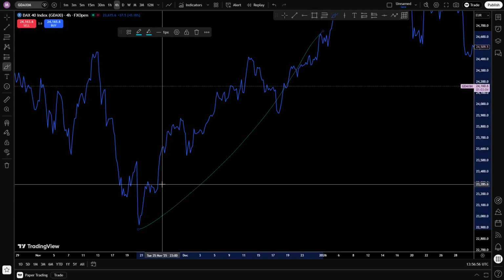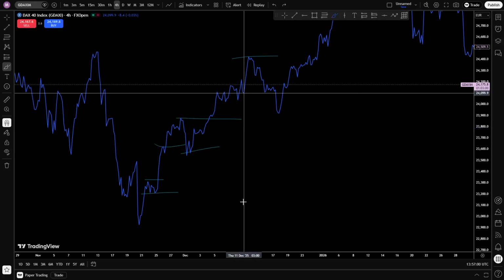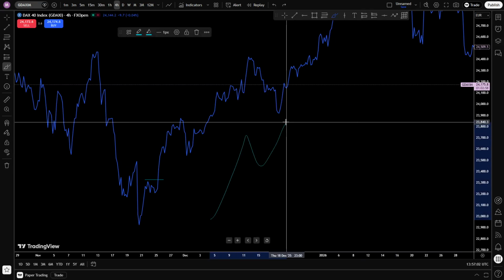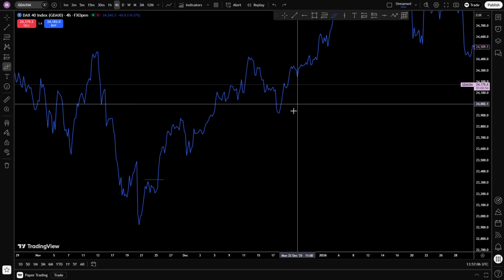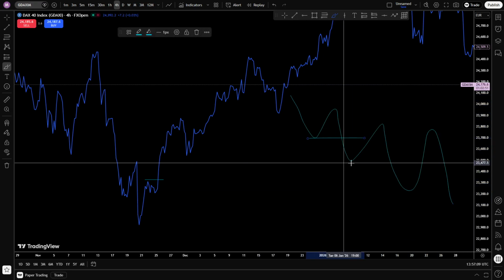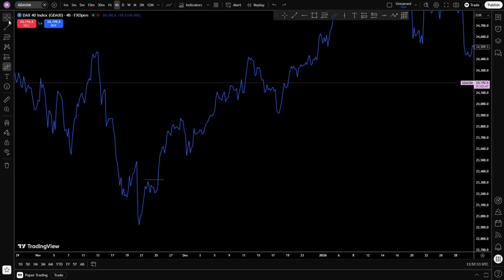Wow, so bullish. Higher high, higher low, higher high, higher low. So you know it's going up because it's breaking past previous highs. And then when it's going down, it's just breaking past previous lows. Simple.